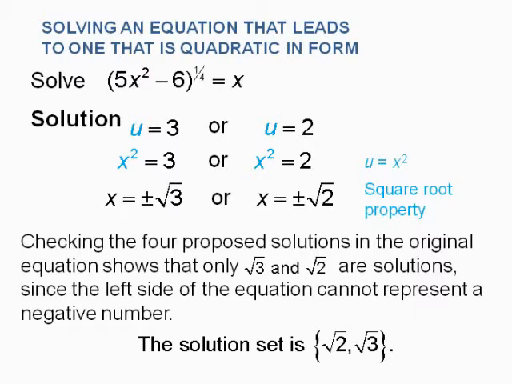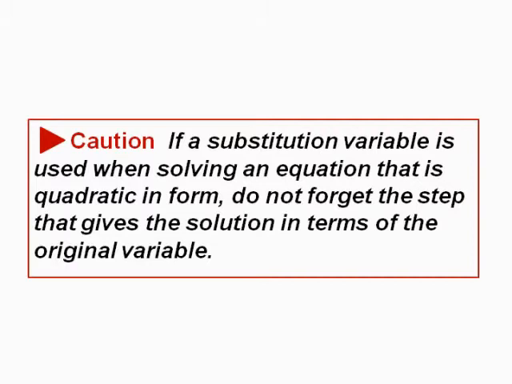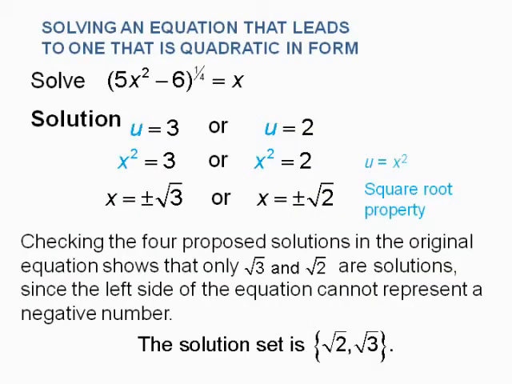Plug them back in, and notice here you'll get plus or minus the square root of 3 or plus or minus the square root of 2. But when you check this one, ladies and gentlemen, only the positive answers work. You will not be able to check the negative ones here. So again, always check and make sure that your answers make sense. So if a substitution variable is used when solving an equation that is in quadratic form, do not forget the step that gives the solution in terms of the original variable. So again, if you let x be u or some other variable, make sure that you check it in the original equation.